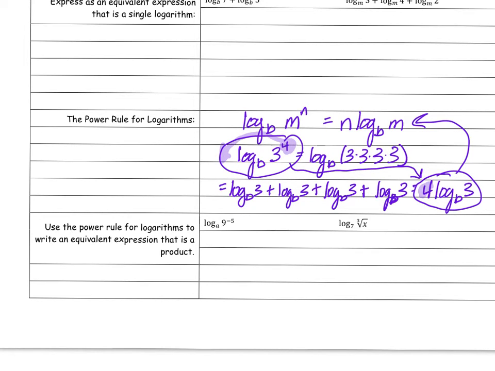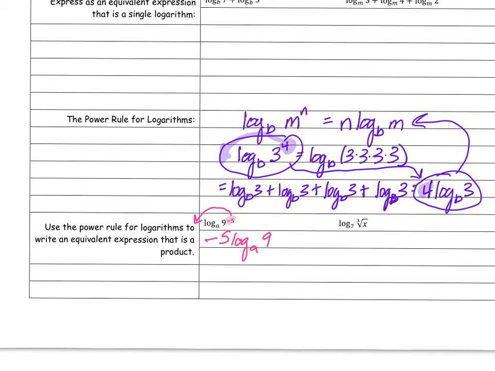So we're going to do a few examples just like we've been doing. So I have got a power right here, and it's just going to go to the front. So it's going to go from here to here, and that's all I'm going to do. So this becomes -5 log base a of 9, and that's it, done.